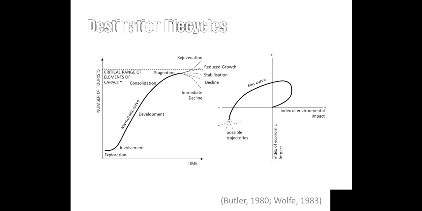This relationship follows a rather pessimistic trajectory known as the Ellis curve. A case in point is the Spanish resort of Torremolinos, indicative dates for which are overlaid on this diagram.